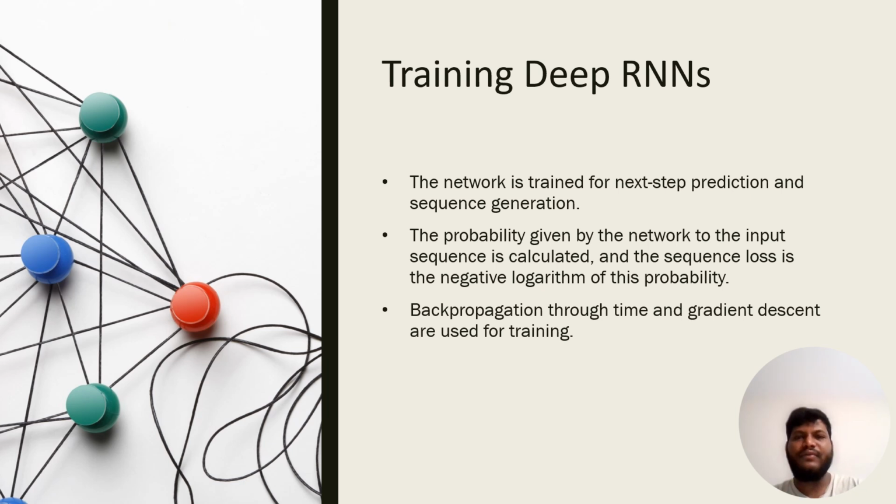The training of deep RNNs. The network is trained for next step prediction and sequence generation. The probability given by the network to the input sequence is calculated, and the sequence loss is the negative logarithm of this probability. Backpropagation through time and gradient descent are used for training.